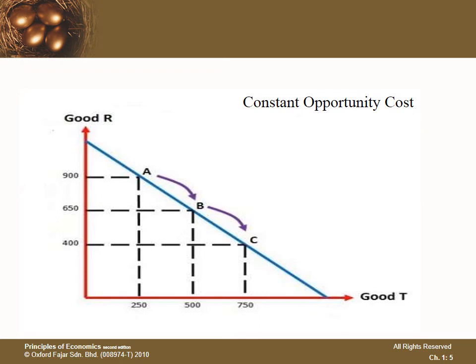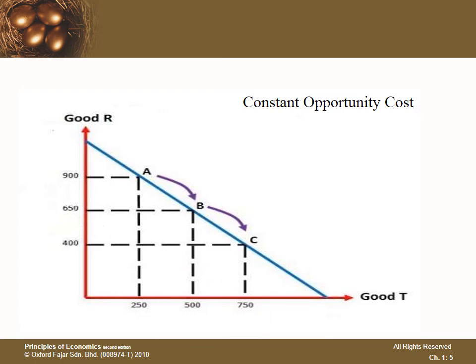You can see that it is a linear function. This is our linear PPC. From 250 you want to increase to 500, so you want to increase the production of good T by 250. Then how many units of good R do you have to give up? From 900 minus 650, it is about 250. So you have to give up 250 units of good R because you want to increase 250 units of good T.